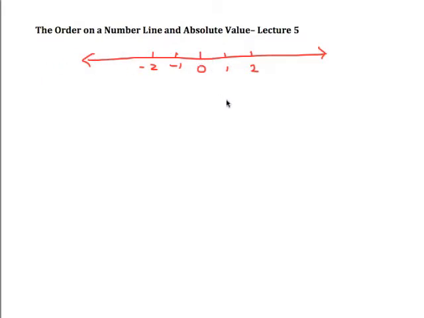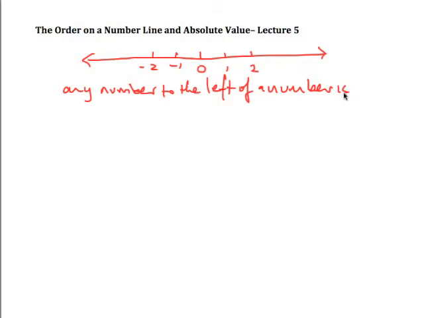But to get a sense of the order of numbers, you'll notice that any number to the left of a number is smaller. So, for example, if I take a number here as A and my number here is B, then we'd say that A is less than B. This is less than. It's smaller. Or we could say that B is greater than A.